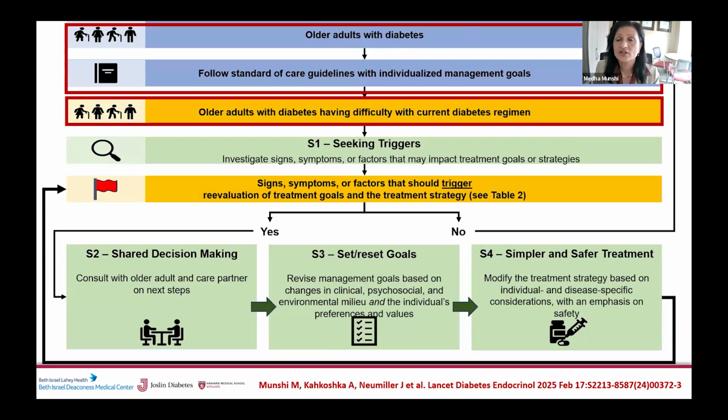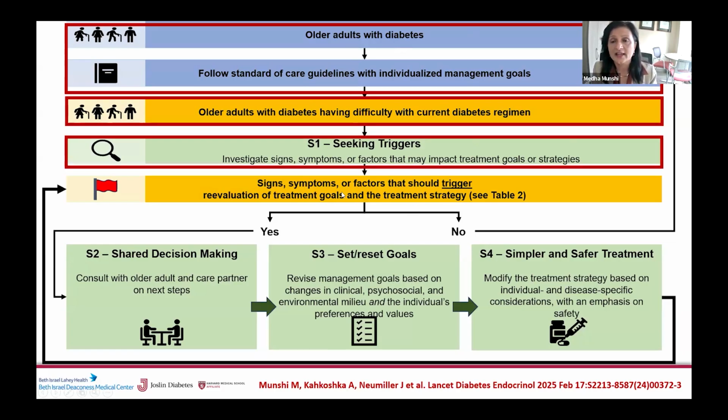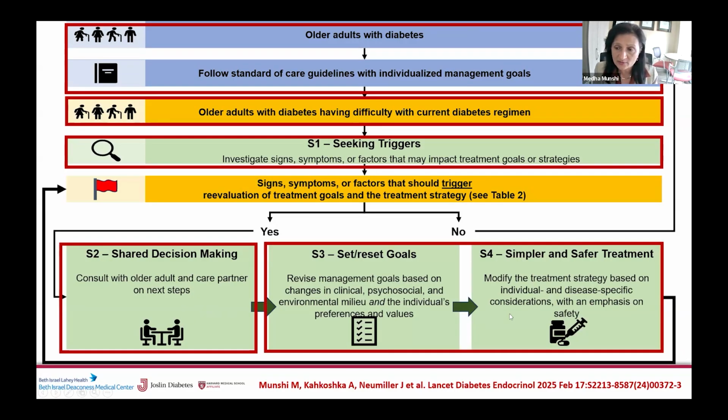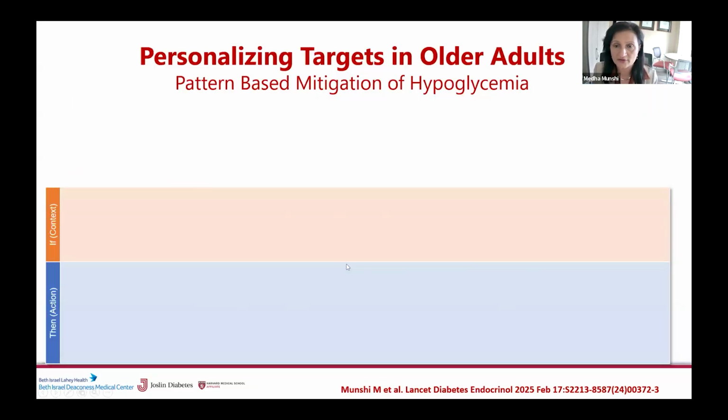When you see older patients with diabetes having difficulty with the current diabetes regimen, then as step one, you seek the triggers. What are the signs or symptoms or factors that are impacting the treatment goals or strategies? Once you do that, you talk to the patient. You have to consult with the patient and care partners on why we want to do what we want to do. And then steps 3 and 4 are setting or resetting the goals, and then simplifying to a safer treatment regimen.